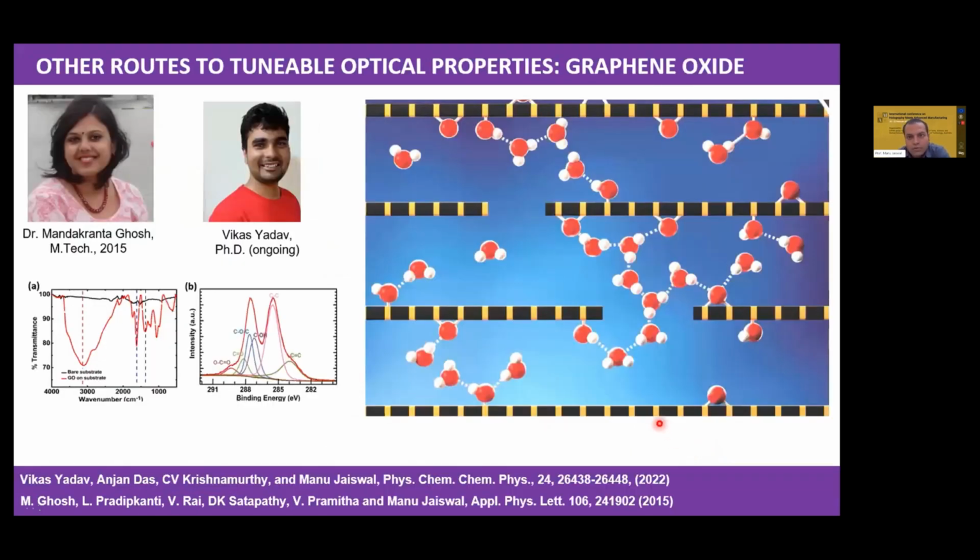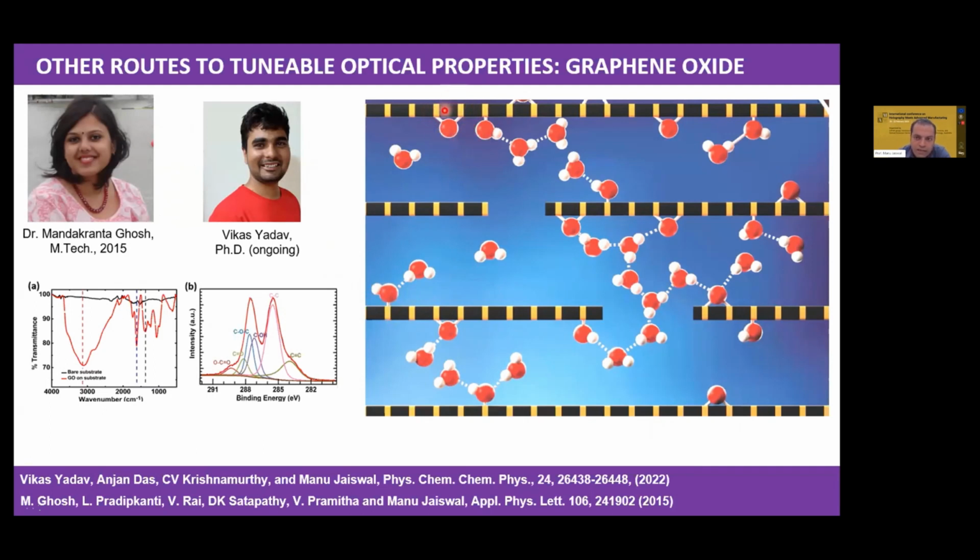A different route to modify the properties of graphene is to use defects. And in this case, we have extensively studied graphene oxide as a system. Here, for instance, if this is a cross-section depicting a single layer of graphene, and these are the carbon atoms, then in this cartoon diagram, you can see there are functional groups attached, such as this hydroxyl functional group or an epoxy functional group.